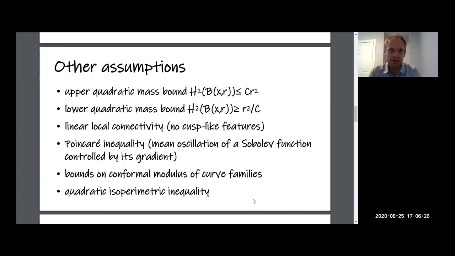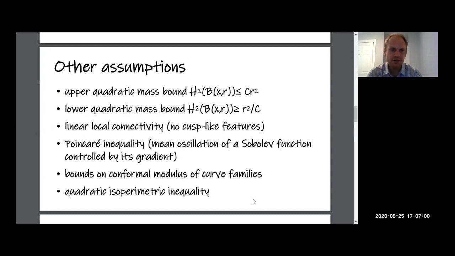So now, moving beyond that, you might look at other types of assumptions, and you have a great number to choose from that have been examined and studied in great detail. Here are a few of the main ones. First, you might assume that the space has a quadratic mass bound, either from above or from below or both. In the literature, this is typically called Ahlfors 2-regular. So take that as an assumption on the space.